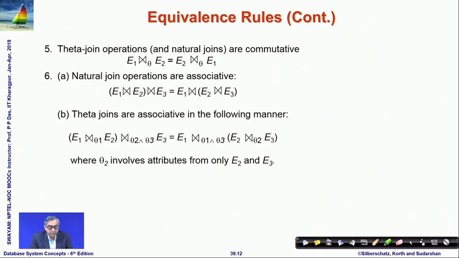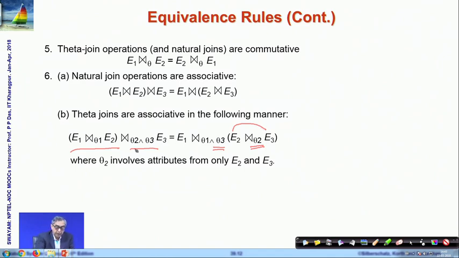Next set of transformation rules tell us that the join operation is associative, which is obvious. Theta joins are associative in this specific manner also. That is, if I do a theta join with condition theta 1 and then do a theta join with condition theta 2 and theta 3, then we may be able to take out the condition theta 3 outside, provided the condition theta 2 uses only the attributes of E 1 and E 2. So, it should be possible to do that. Look here that on the left hand side, that restriction is not there on the condition theta 2.